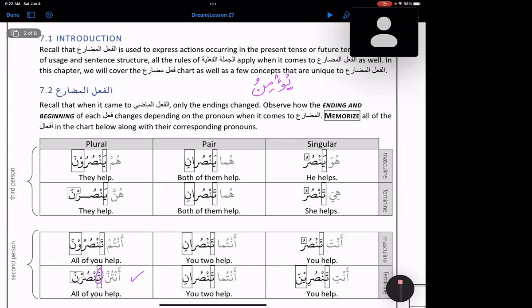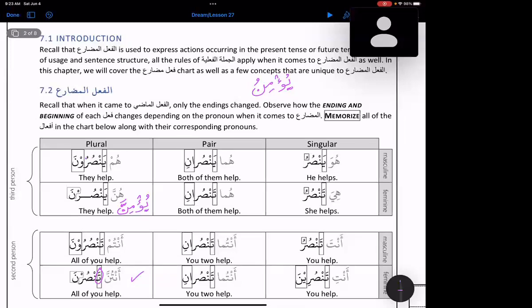Now, amana yu'minu. So let's do it. Who is ready? Can I do? Go ahead. Huwa yu'minu, huma yu'minani, hum yu'minuna. Very good. Hiya tu'minu, huma tu'minani, hunna yu'minna. Now, since we have two noons, what is going to happen? How are we going to write yu'minna? This is how it should be, with a shadda on the noon. Yu'minna.